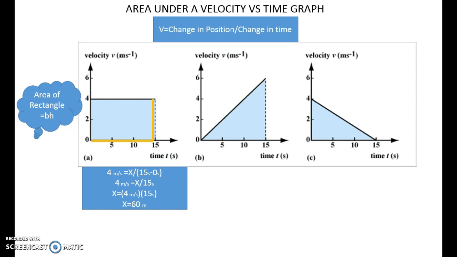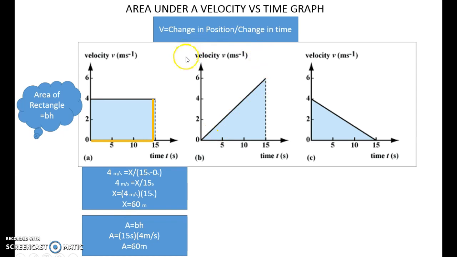We can take these values and plug them into the equation for the area of a rectangle. So again, area is equal to base times height. So area is equal to 15 seconds times 4 meters per second. Area is equal to 60 meters. We got the same exact answer that we got for plugging in the values into our velocity equation, but we got it a different way from solving for area. So it was a little bit more simple.